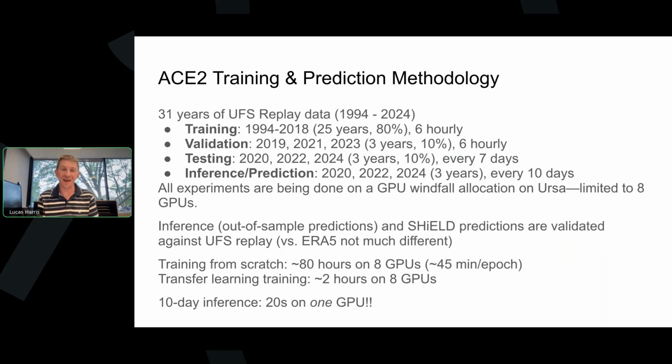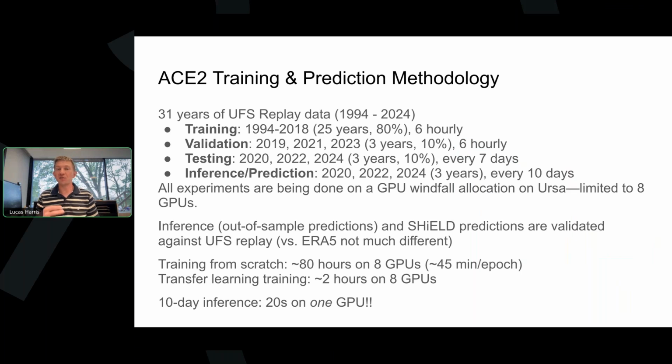Plus a testing data set, which is completely independent, to do an independent test of all this. And then we do what's called inference, which is a fancy machine learning word that just means prediction. The model runs 10-day runs every 10 days for this 3-year data set. This is all being done again on Ursa. We're limited to 8 GPUs using the windfall allocation. And then we validate that and our SHIELD predictions against UFS replay, not that much different from ERA5.